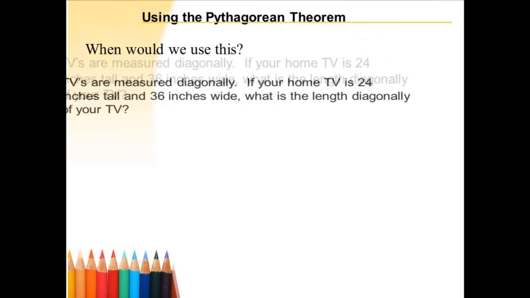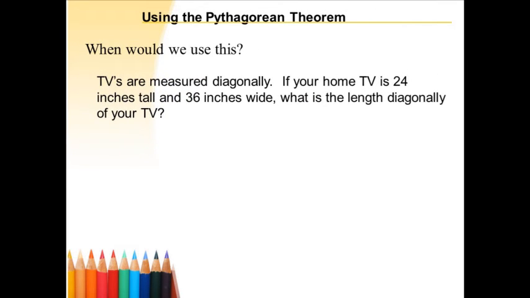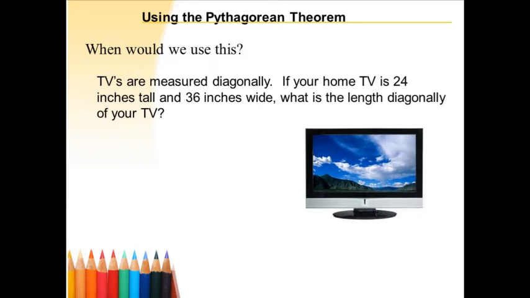Another example. TVs are measured diagonally. If your home TV is 24 inches tall and 36 inches wide, what is the length diagonally of your TV? So to solve this problem, we can illustrate by drawing. Let's say, for example, this is your TV. It says already that your TV is 36 inches wide and 24 inches tall, which is the height of your TV. We are asked here, what is the diagonal length of the TV?